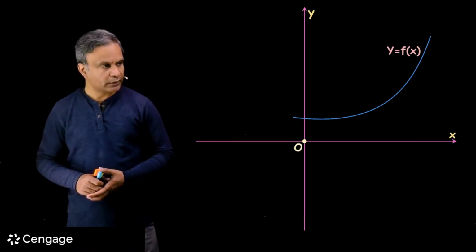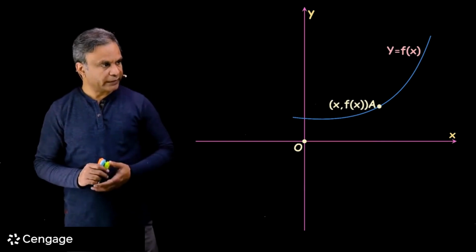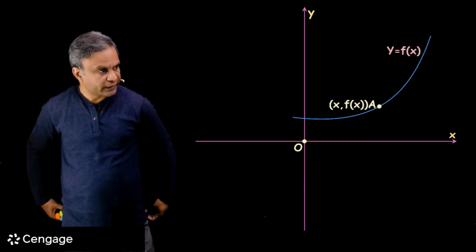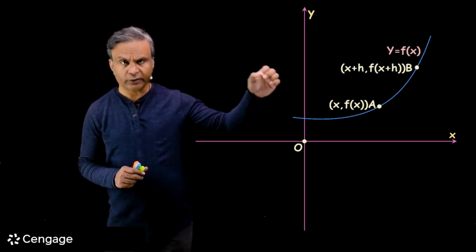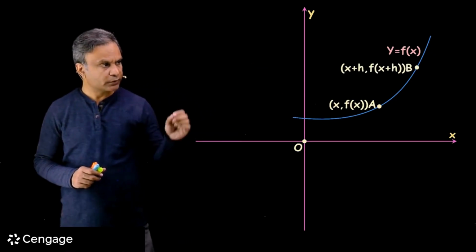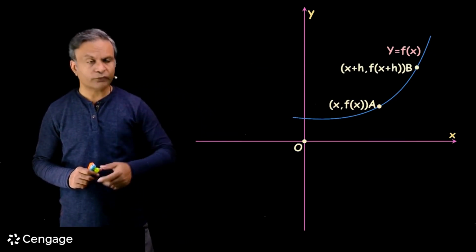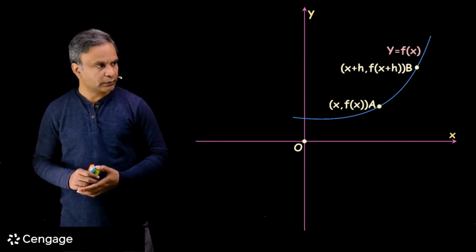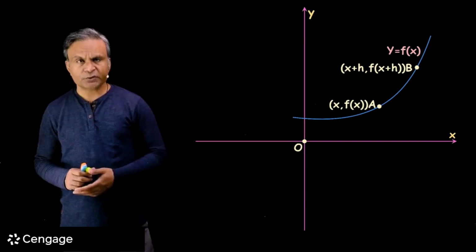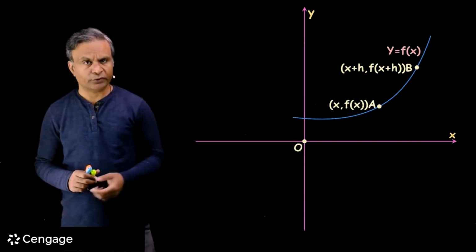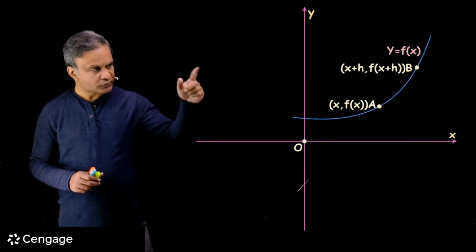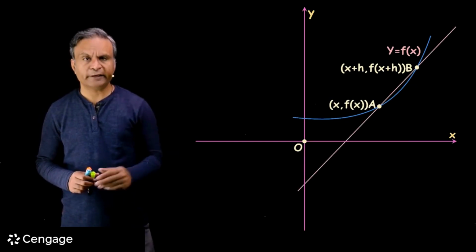Now consider some fixed point A on the curve having coordinates (x, f(x)) and a variable point B to the right of A having coordinates (x+h, f(x+h)). Here h is positive, because we are considering point B to the right of A. Now we join these two points. We have a secant line AB.